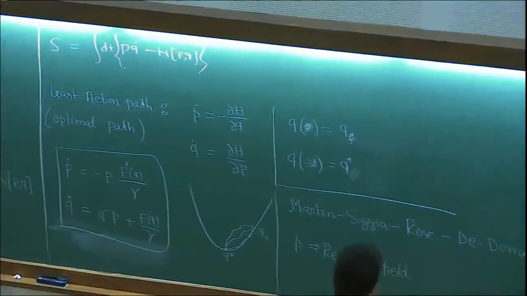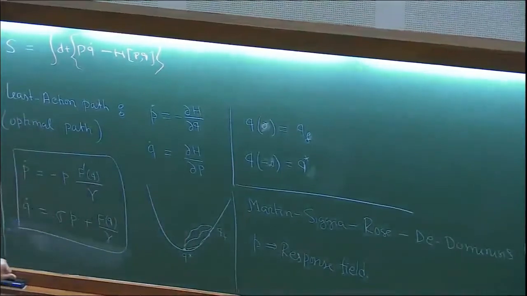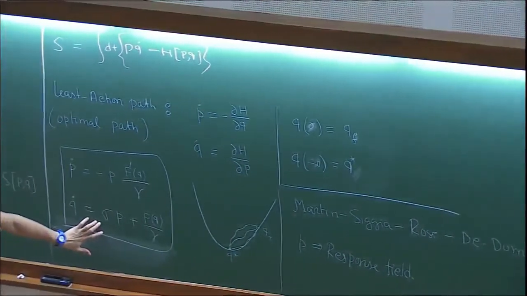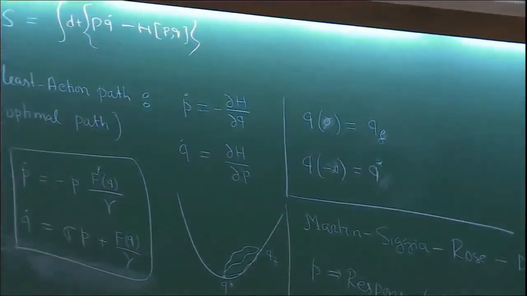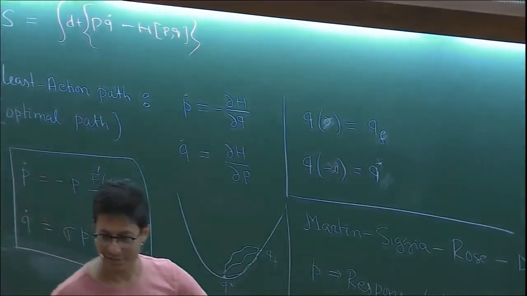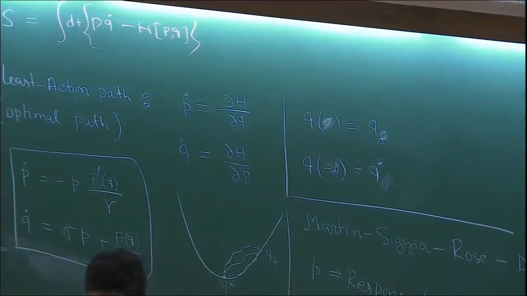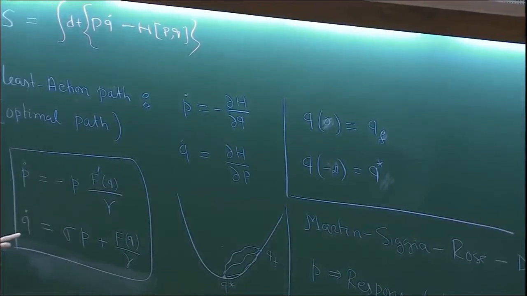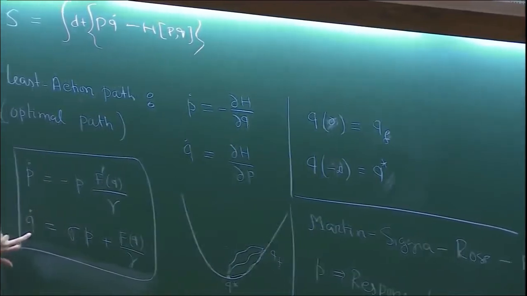Okay, so now you already know what the solution of this would look like. So yesterday I told you, yeah. So P is called a response field in Martin-Siggia-Rose. There's a reason for it. Let's not get into that, right? Okay, so the solution for this, you could easily guess.